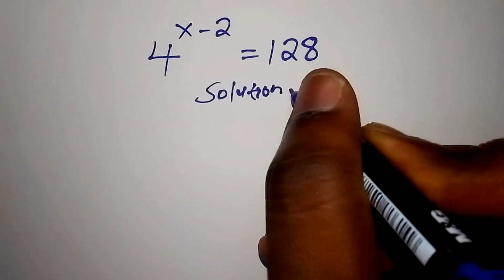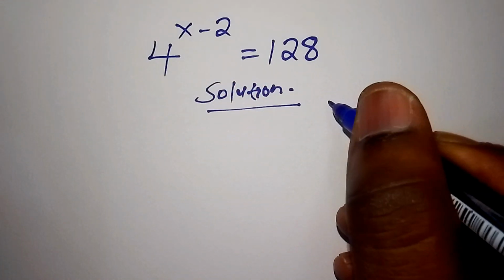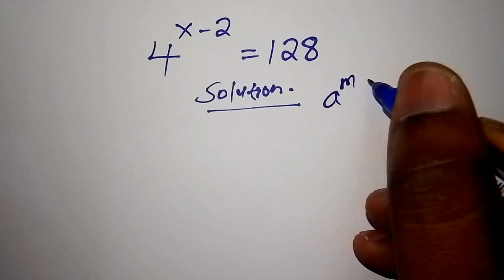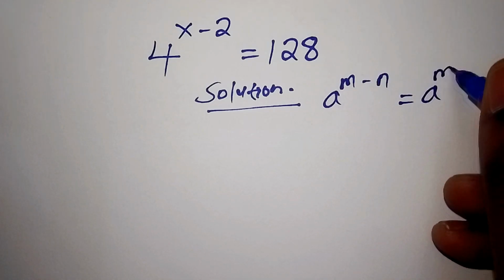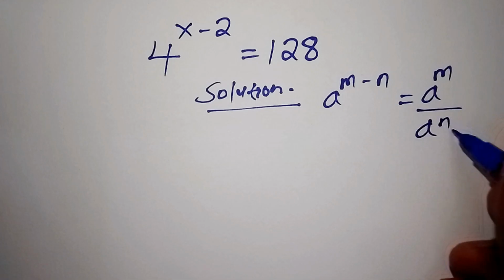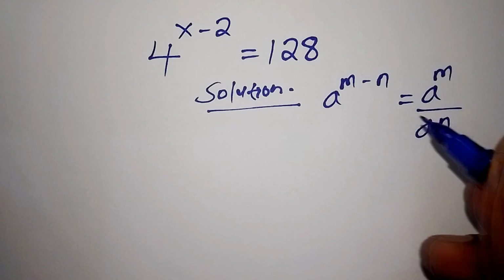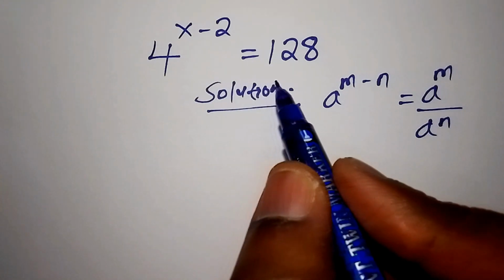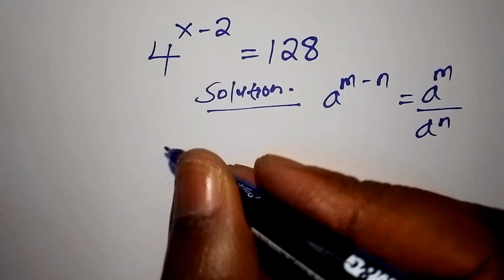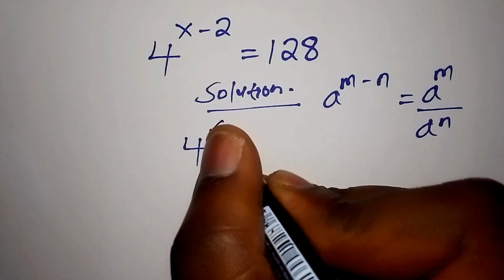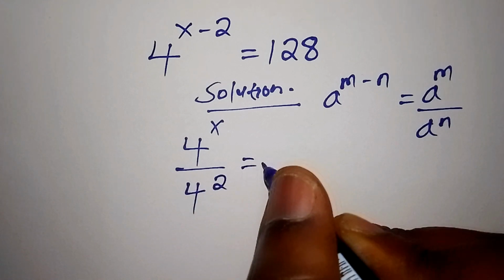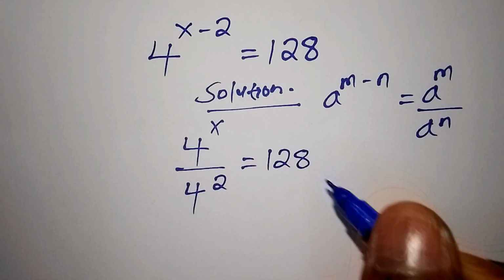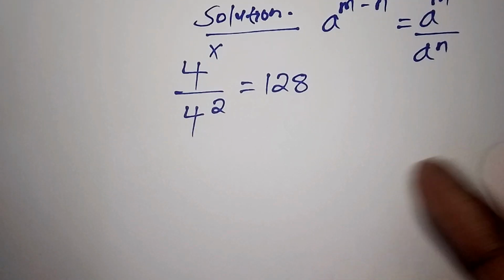So on solving this, assuming that you have, for example, a to the power of m minus n, this one can be written as a to the power of m all over a to the power of n. So that is to mean that now our 4 to the power of x minus 2 equals 128 shall be written as 4 to the power of x, all over 4 to the power of 2, is equals to 128. So from here we shall now work it out.